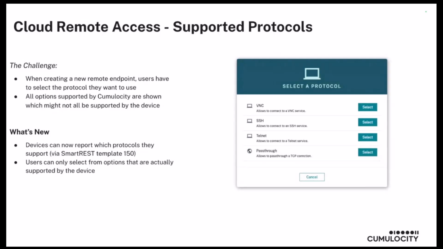So the challenge here was that in the past, if you create new endpoints for establishing a cloud remote access in the UI, we always rendered all the options there are in Cumulocity, which included VNC, SSH, Telnet, and pass-through. But there was no visibility whatsoever what device actually supports. This has now been changed. So we introduced a new smart REST template allowing the device to actually report what it supports. So only those options that are actually supported are rendered, mitigating this limitation. So preventing people from building endpoints that actually aren't supported on device side.